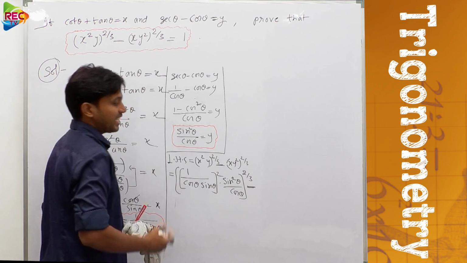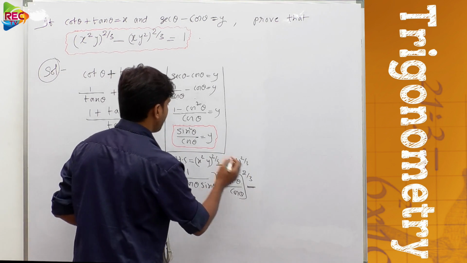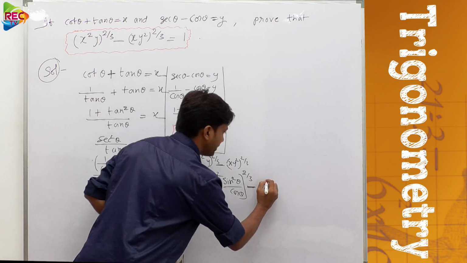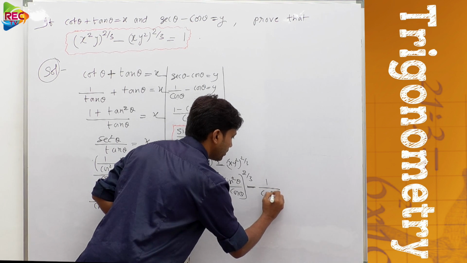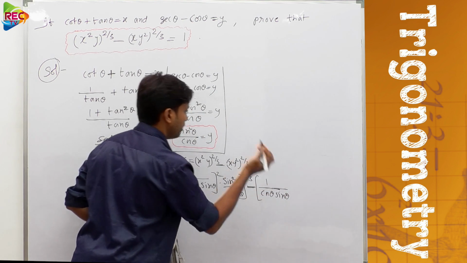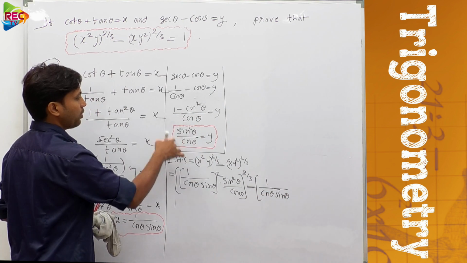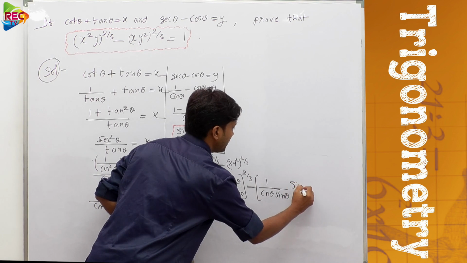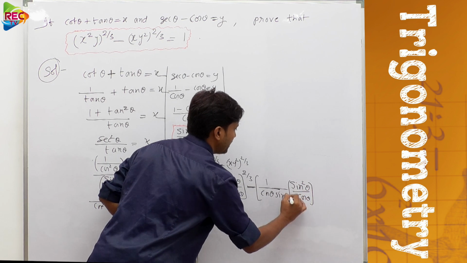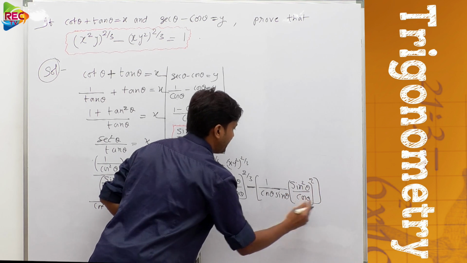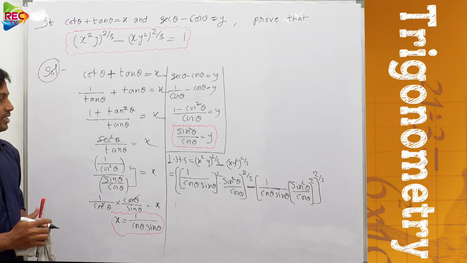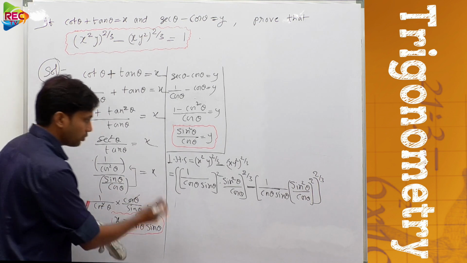xy square. What is that, xy square? Tell me guys. x is 1 by cos theta sin theta. Y square means to this square only, no? Sin square theta by cos theta. For this we need to write whole square. To this entire expression we need to write whole power 2 by 3 as it is given. So we have just substituted. Now just do the simplification.